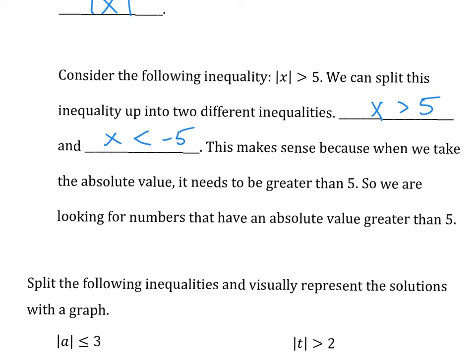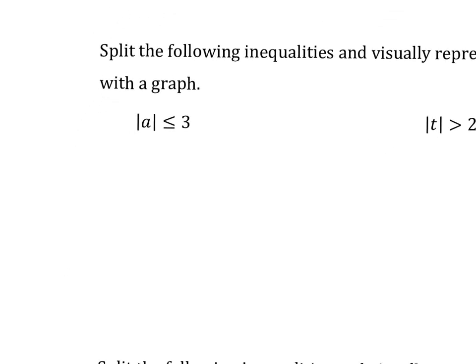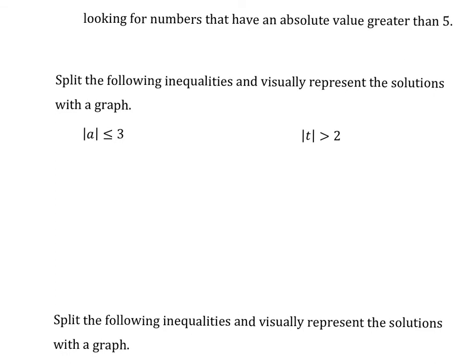So this is actually going to be x is greater than 5 or x is less than negative 5. This makes sense because when we take the absolute value, it needs to be greater than 5. So we are looking for numbers that have an absolute value greater than 5. You can also think of this as a number that's more than a distance of 5 away. Let's look at some examples, and maybe this will make more sense as to why we do it that way.